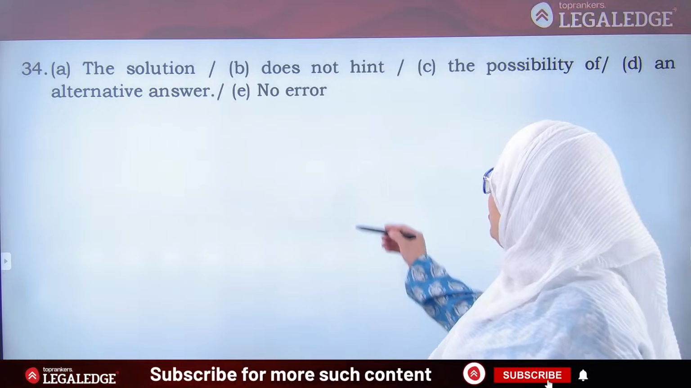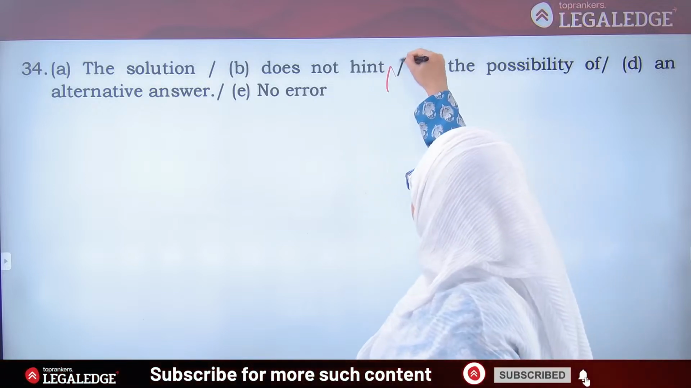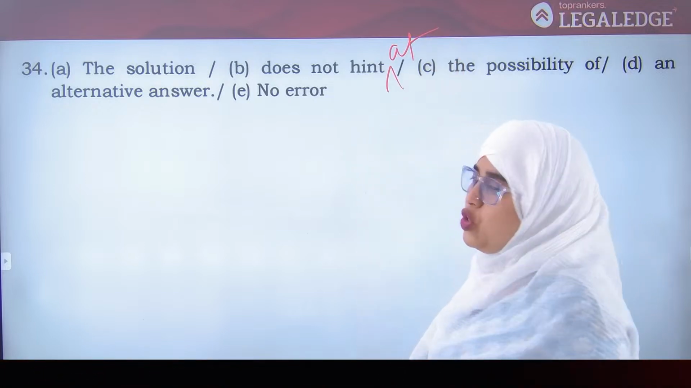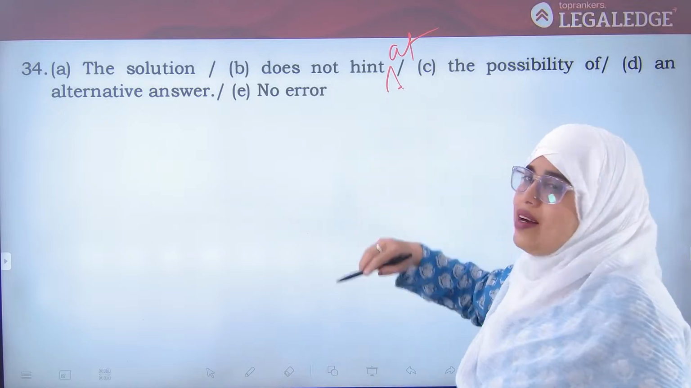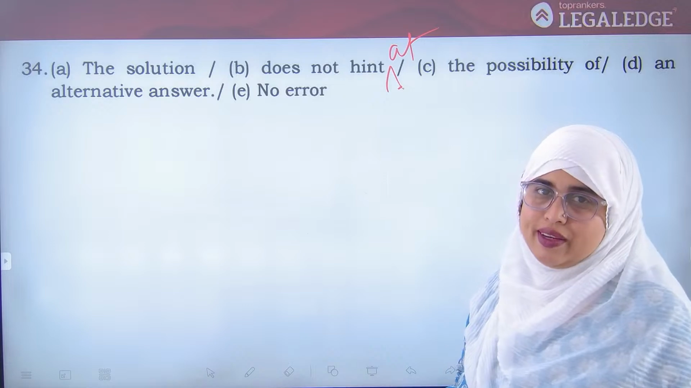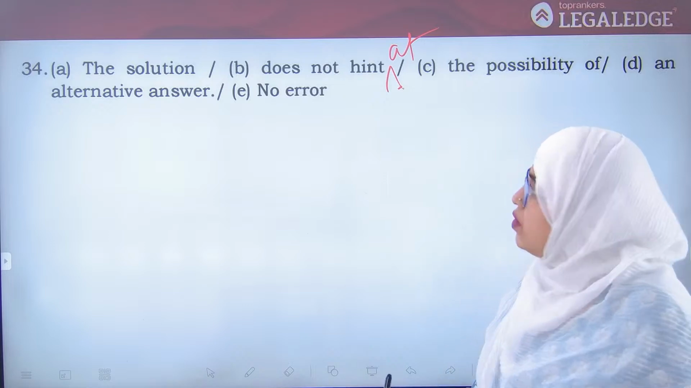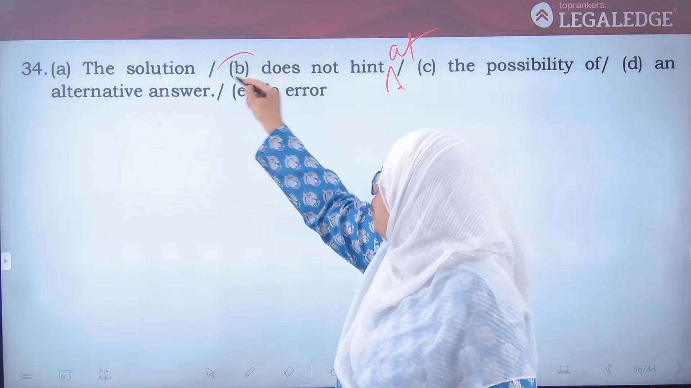The solution does not hint at. You hint at something. So it is required here. This is a fixed preposition. Hint at. So that way erroneous part is B.